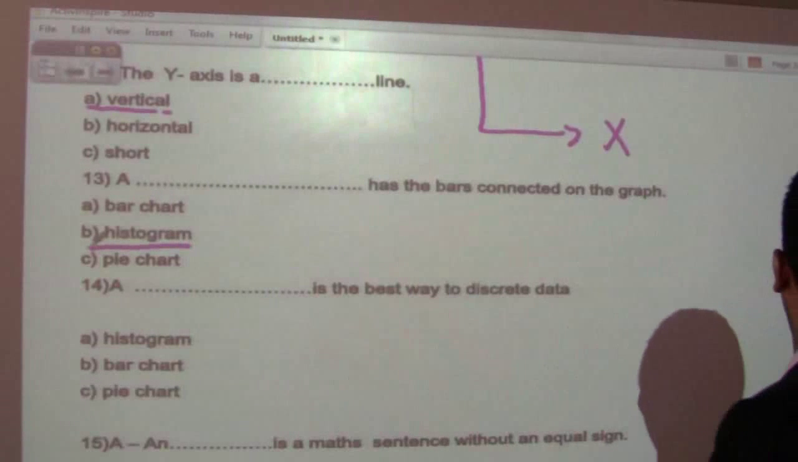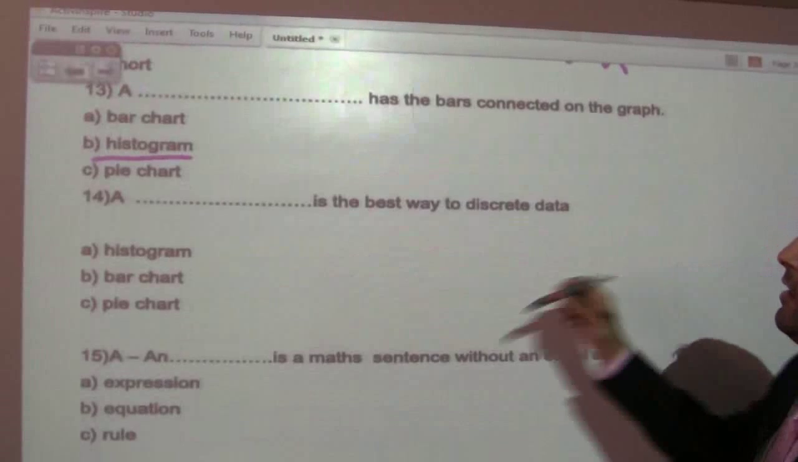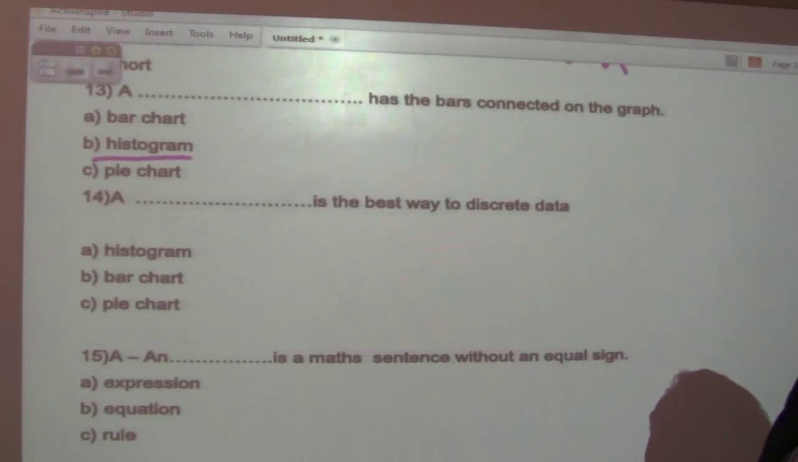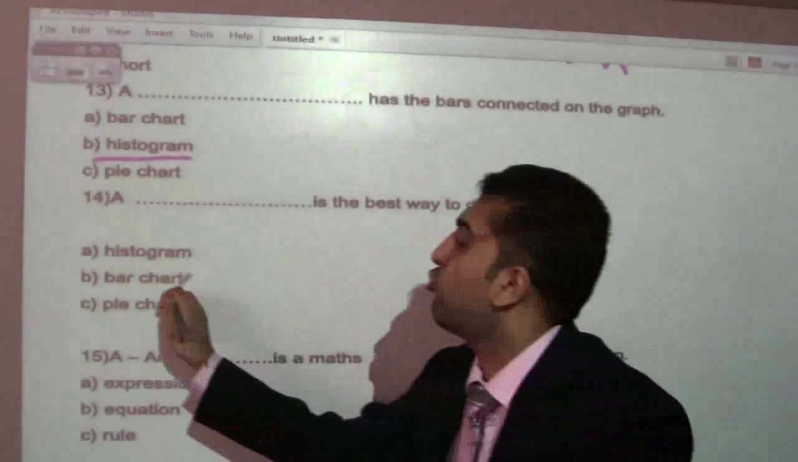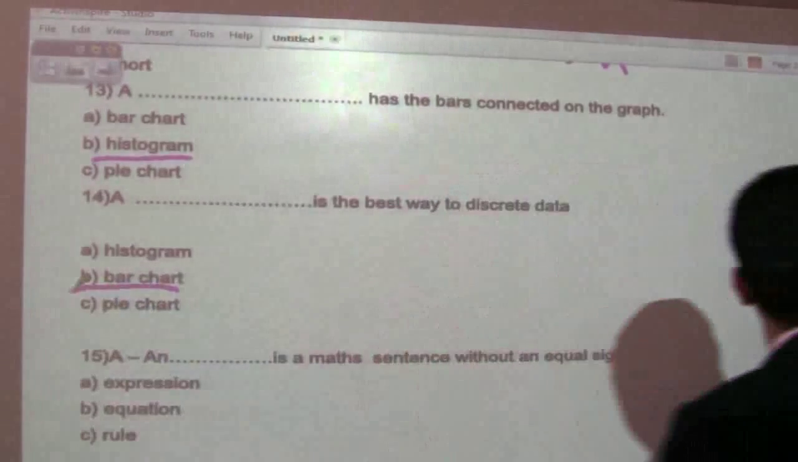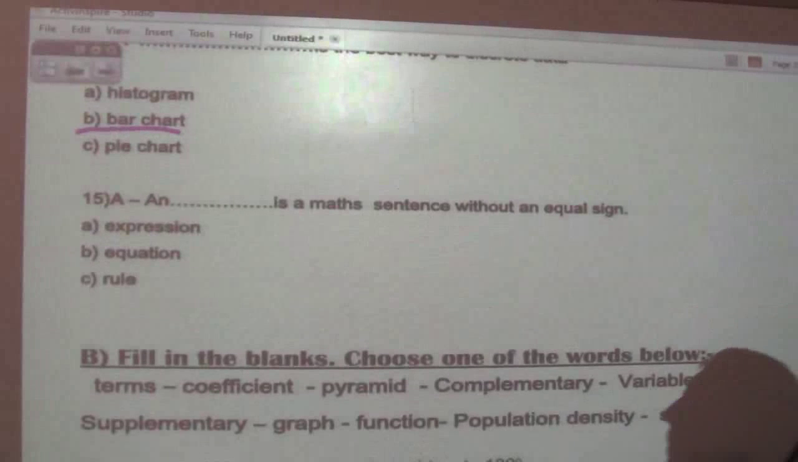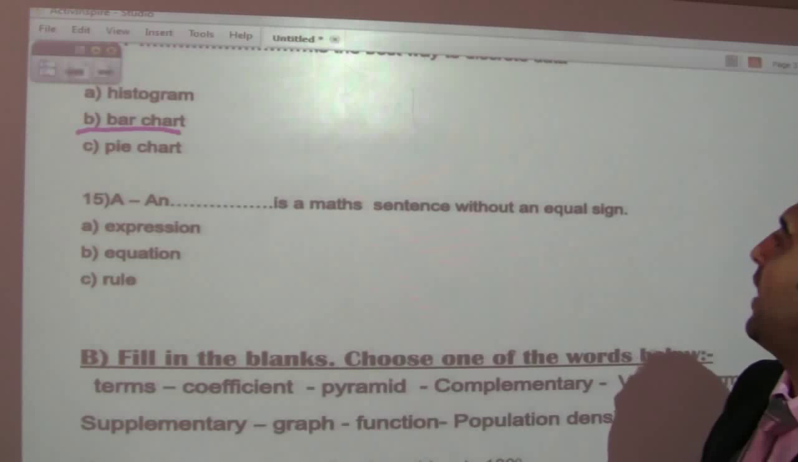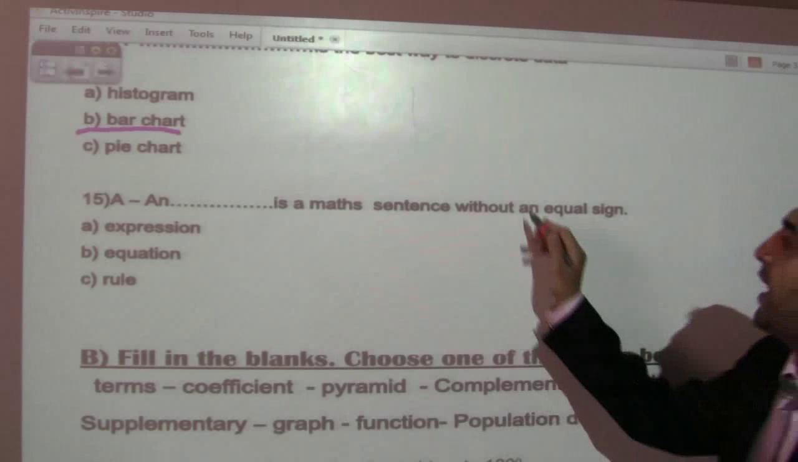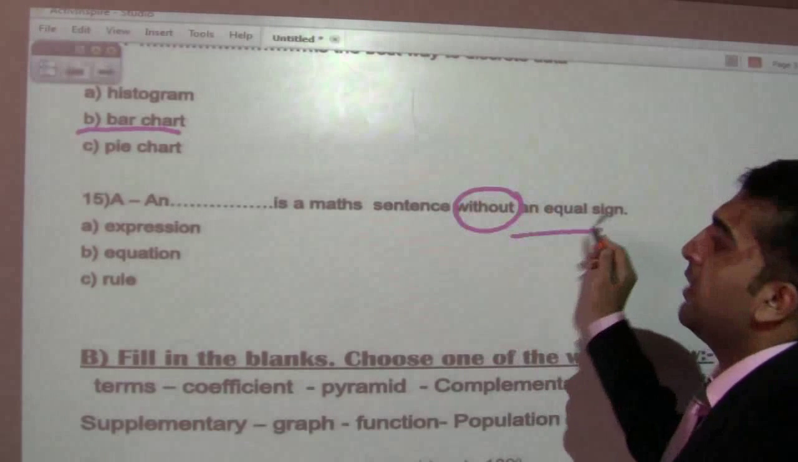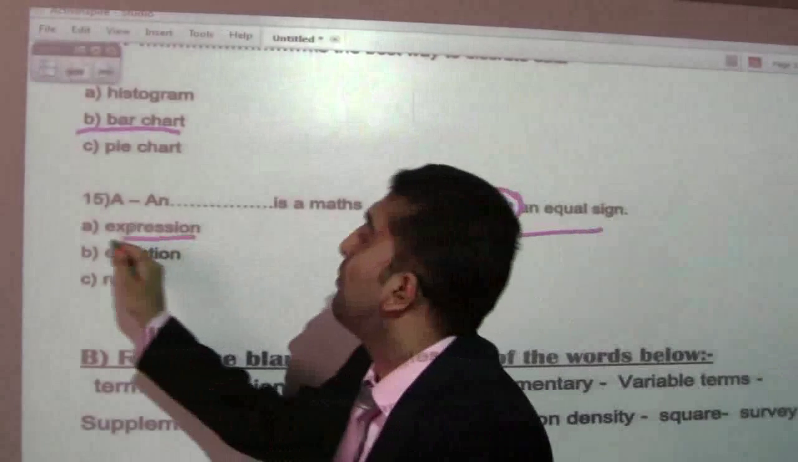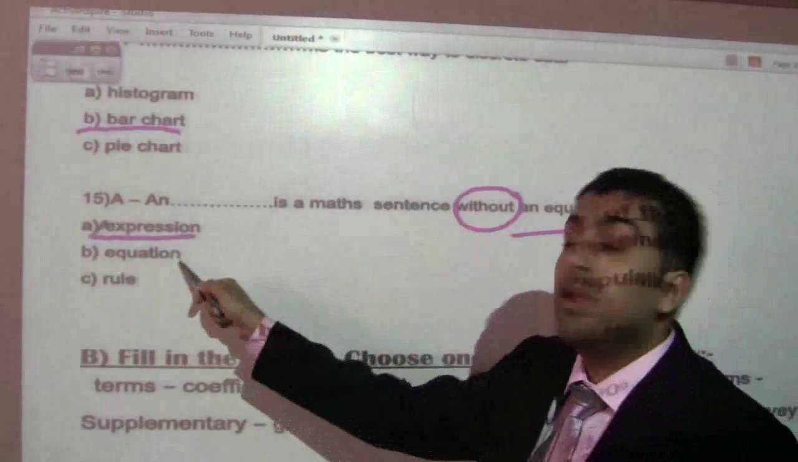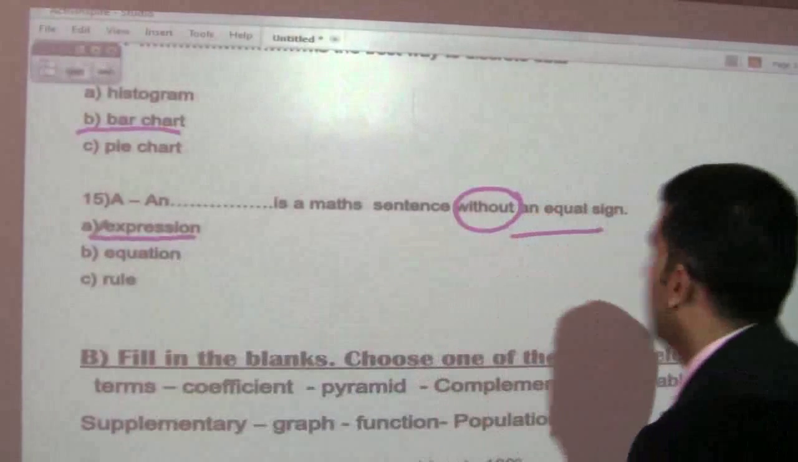Question number 14. A space is the best way to discrete data. It's bar chart. Question number 15. A or an is a mass sentence without an equal sign. Here we have without an equal sign, so it's expression. And if we have with an equal sign, it will be equation. Okay?